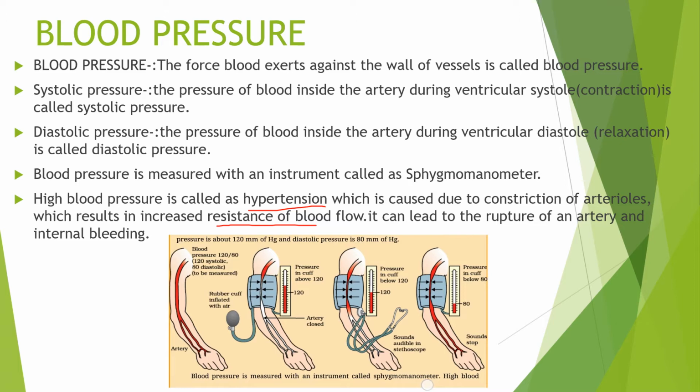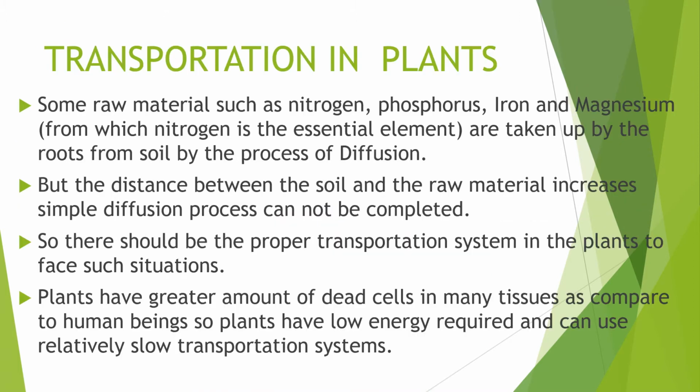Now let us go to the important topic, that is transportation in plants. In the previous video, we discussed that the plant takes simple compounds such as CO2, that is carbon dioxide, and water with the help of photosynthesis, right? But there are also some other compounds which are used by the plant, which are taken separately, right?